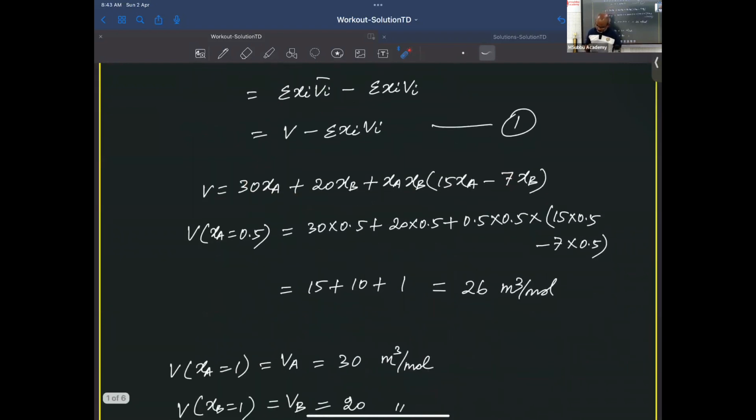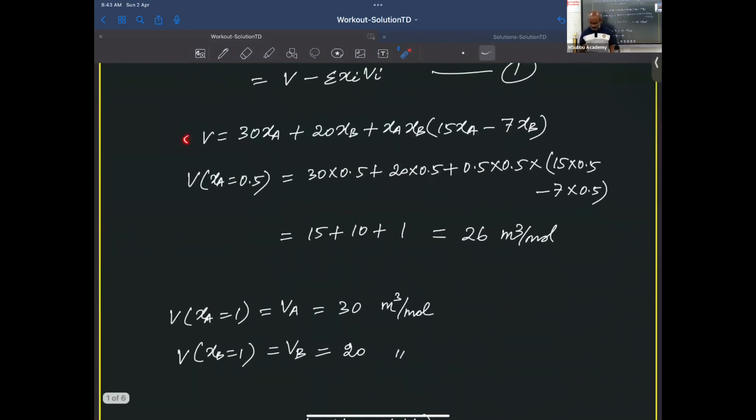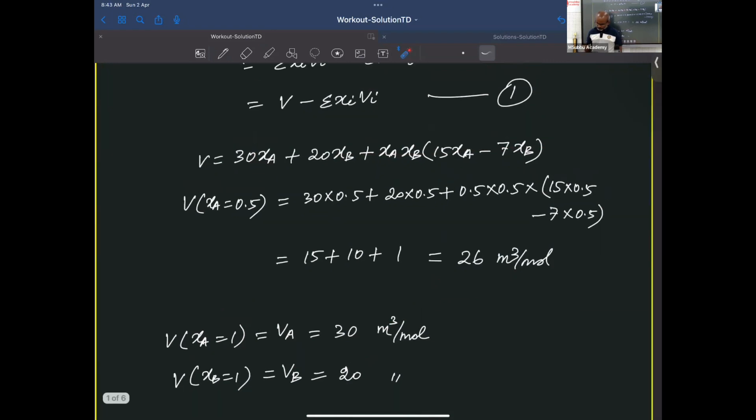Corresponding to xA equal to 1, that means only component A alone is present. That is V at xA equal to 1, which is simply VA. When xA equal to 1, we have only this term; these are all simply 0. Likewise, V at xB we got that. And volume change of mixing.